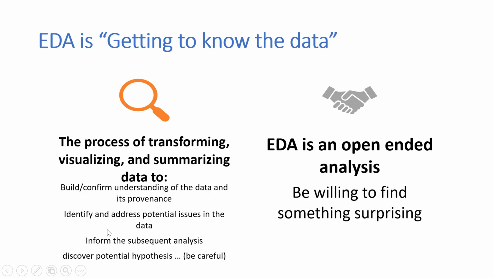We want to summarize the data, so we want to find summary statistics to see if we can understand something about the data. The potential issues in data are things like missing values, missing periods, unidentified symbols, and so on. This type of analysis is very important because it will inform the subsequent analysis, and it can help you discover hypotheses, but you have to be careful. So EDA is an open-ended analysis. You want to be willing to find something surprising, essentially.